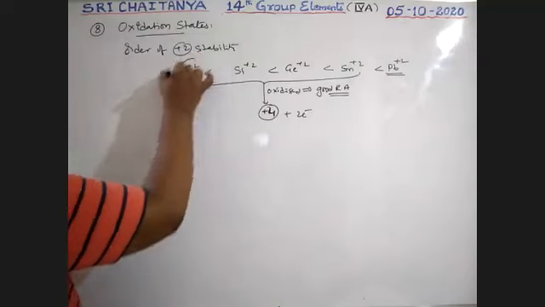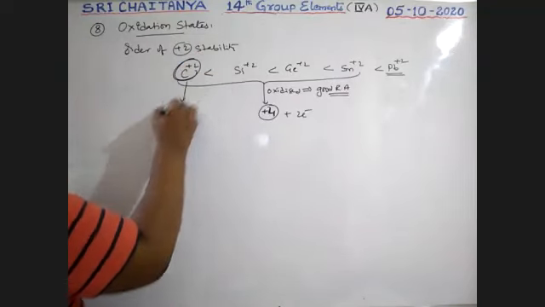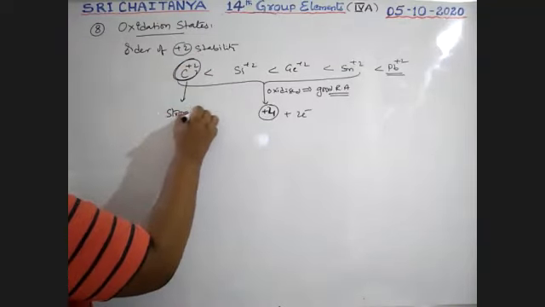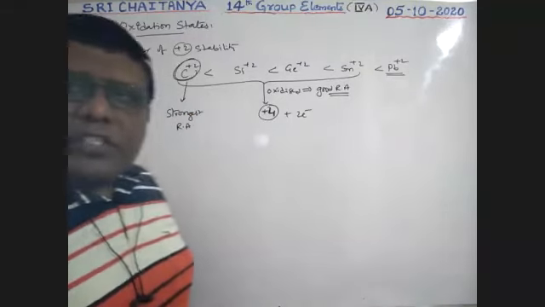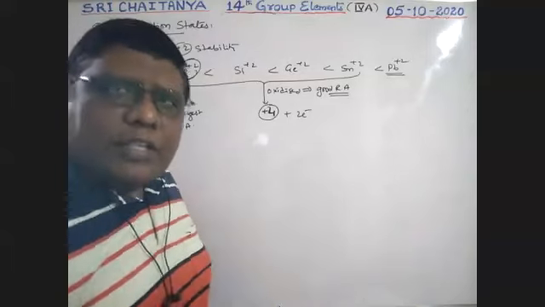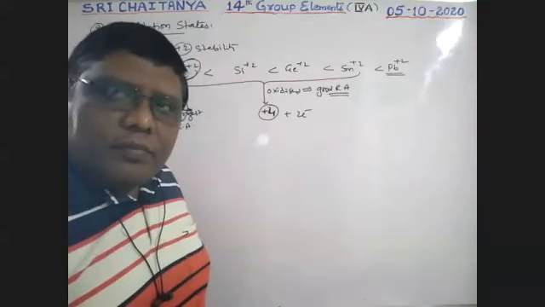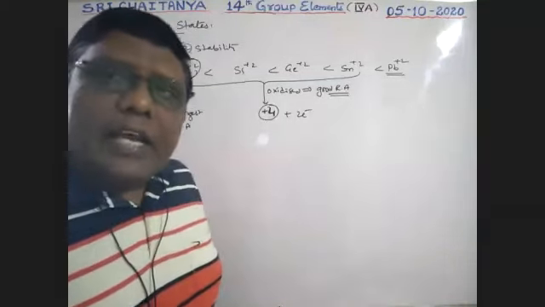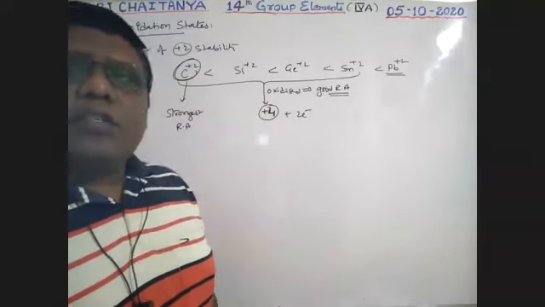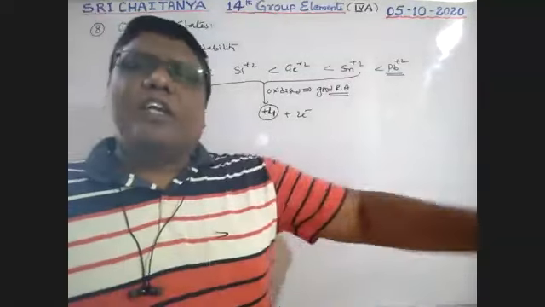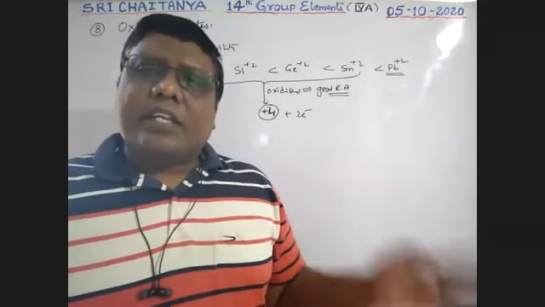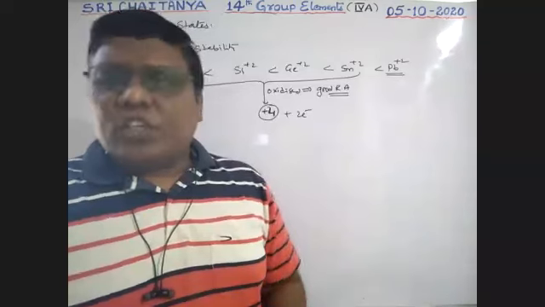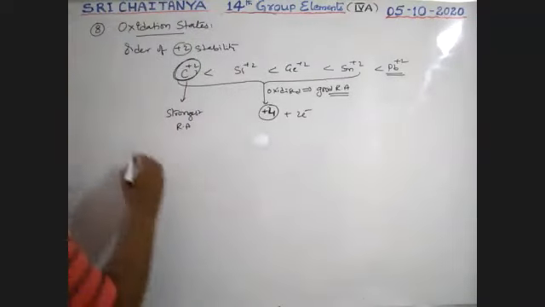Therefore, here C+2 is the strongest reducing agent. Carbon acts as a good reducing agent in its +2 state. So carbon is easy to convert into +4, that is, a higher oxidation state. That's why it is easy to oxidize. Therefore, it is the best reducing agent.